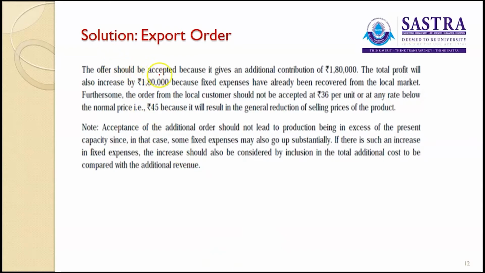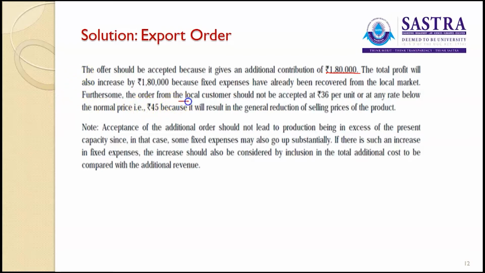Now the offer should be accepted because it gives an additional contribution of 1,80,000. The total profit will also increase by 1,80,000 because we don't have a need for incurring an additional expense for the fixed cost. Because we have a normal capacity of 1 lakh units, the fixed expenses are common for the entire 1 lakh units, and the fixed expenses are being recovered in the domestic market itself. So there is no need for recovery of fixed expenses in the foreign market or a foreign order. So this can be accepted.